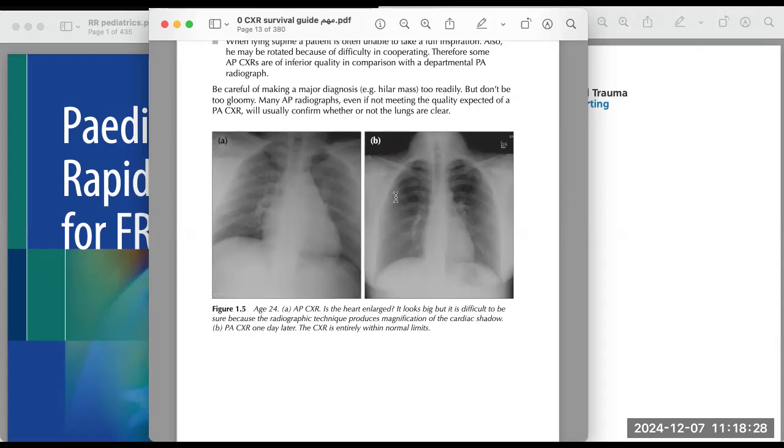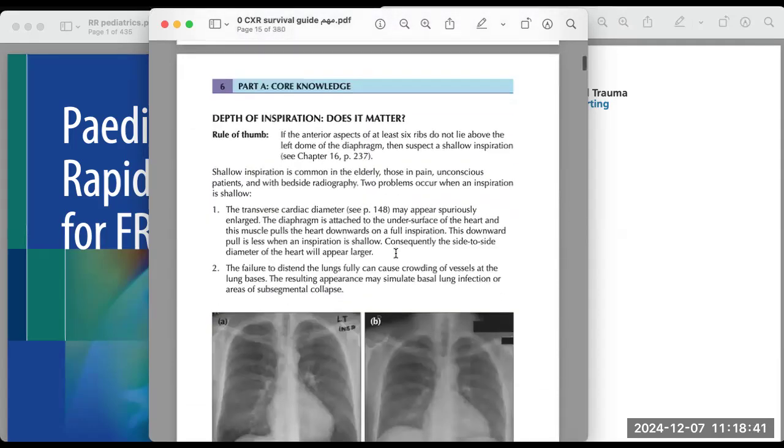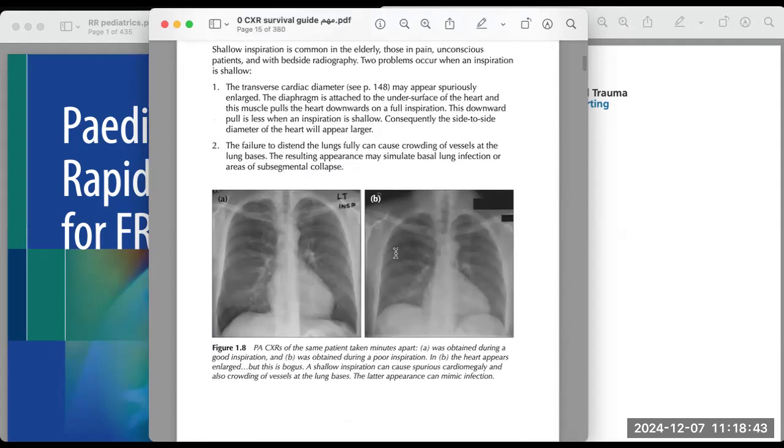You have to look at which view it is, and according to that, you will change the checklist and you will change the signs. You are searching for signs. Don't forget this. You are searching for signs.